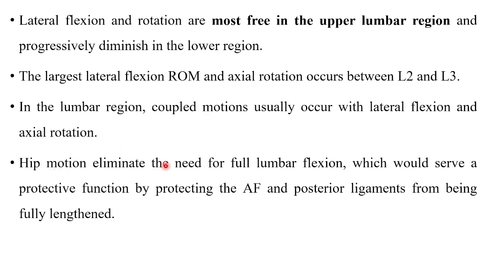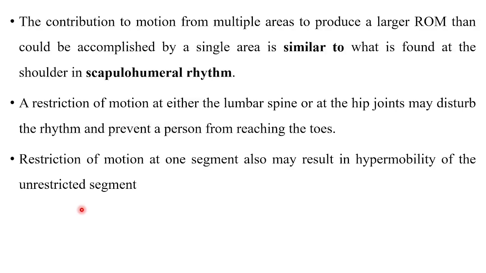Hip motion eliminates the need for full lumbar flexion, which serves a protective function by protecting the annulus fibrosus and posterior ligaments from being fully lengthened. The contribution of motion from multiple areas to produce a larger range of motion than could be accomplished by a single area is similar to what is found at the shoulder, that is your scapulohumeral rhythm. So there is one rhythm in the shoulder that is known as scapulohumeral rhythm. That is mainly because of the combined motions of your shoulder joint as well as your scapulothoracic joint.